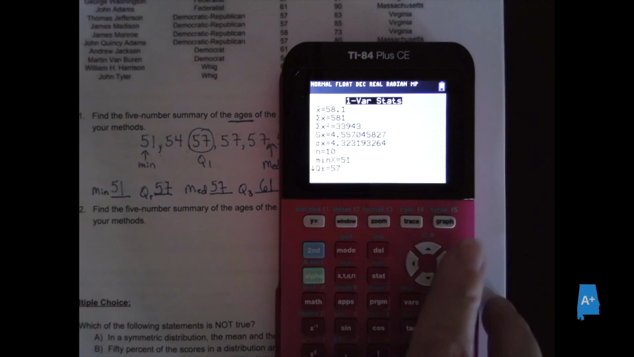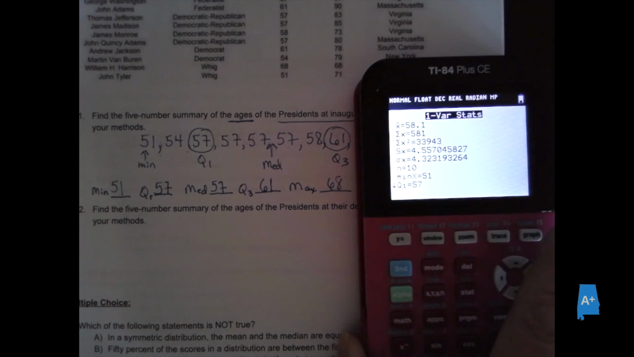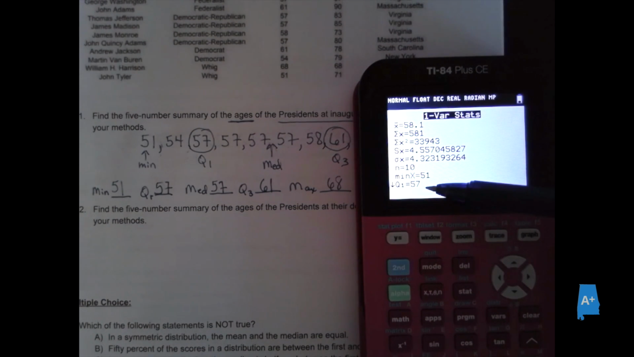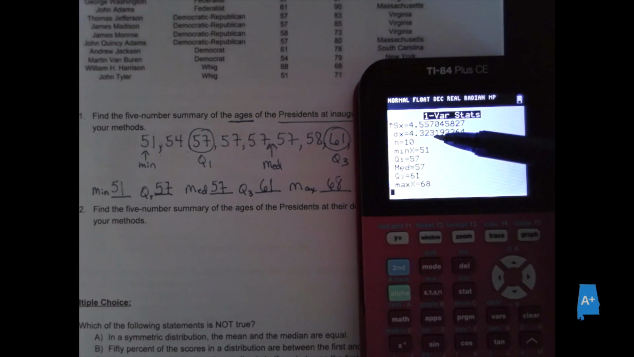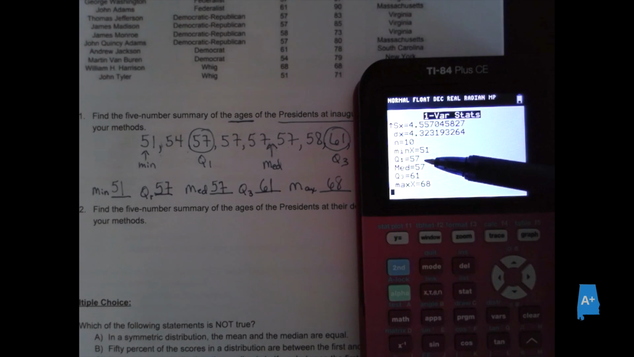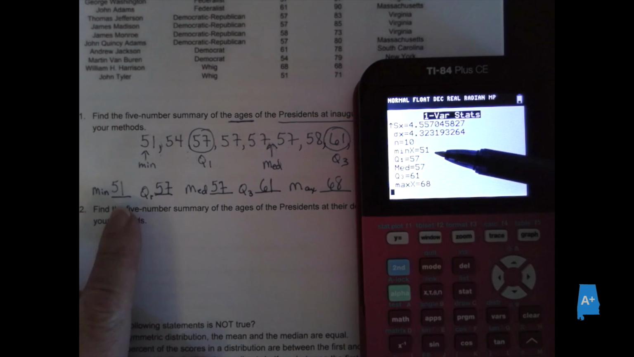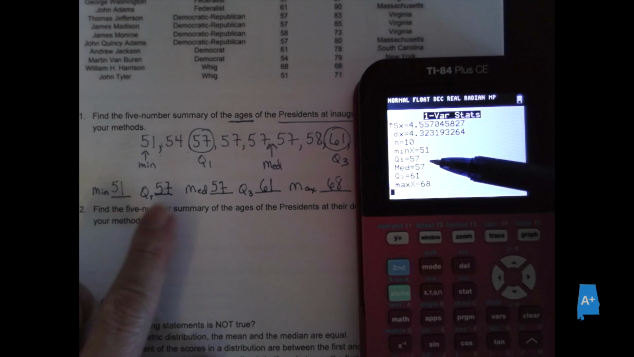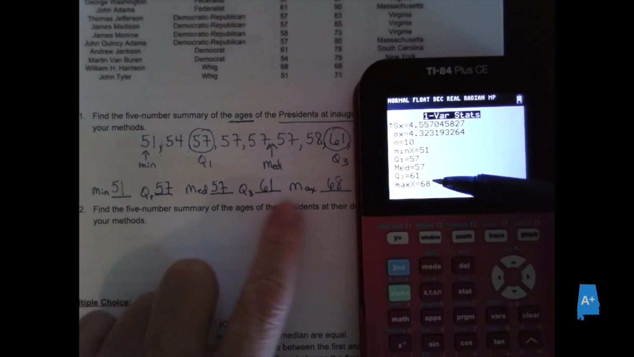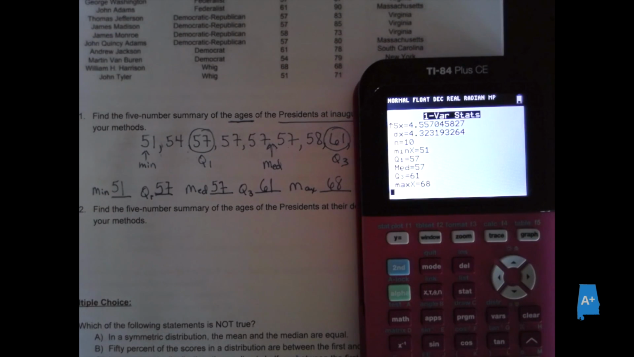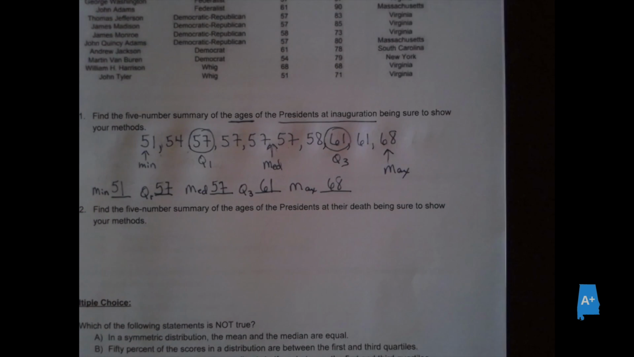Now I didn't ask for the mean, I didn't compute that, so don't worry about that. I have to arrow down to see most of it. Arrow down some more. Let me see it all. There we go. So it says my min was 51. I got that. My Q1 was 57. My median was 57. My Q3 was 61 and my max 68. Yay, go me. So we can do it now on the calculator and by hand. That's good to be able to do. I like that little check.